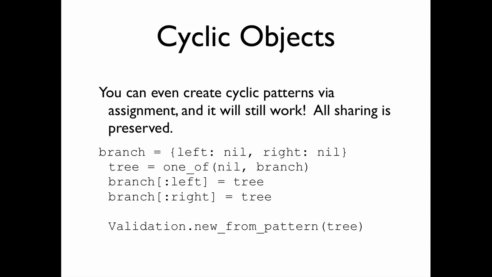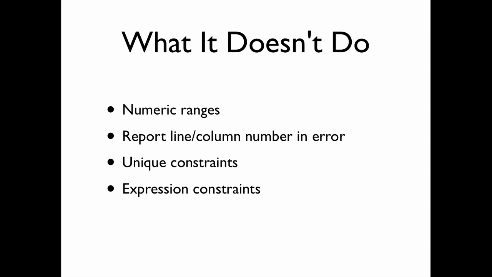If you don't want to use cyclic, you can also use assignment to create cycles in your patterns. Cyclic is just a convenience. So you can define a branch with the left and right initially nil, and then point them back at the pattern itself, and call new from pattern, and all the sharing structure, cyclic structures in the original pattern gets preserved in the validation.